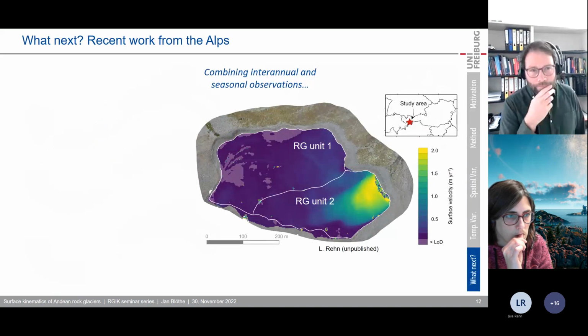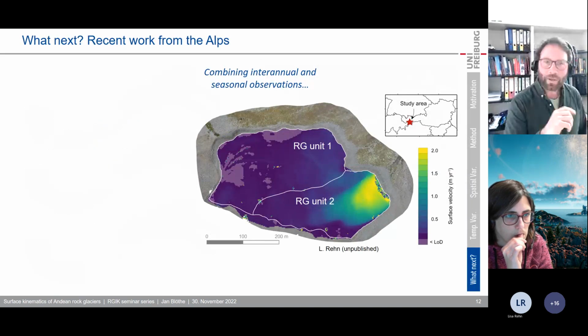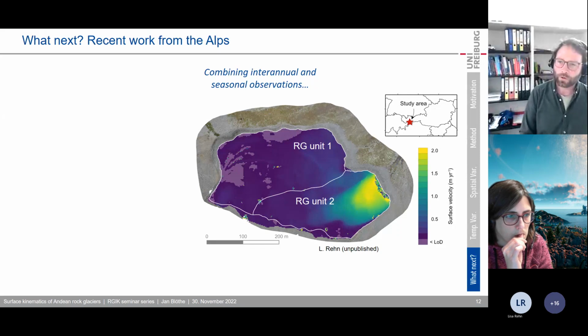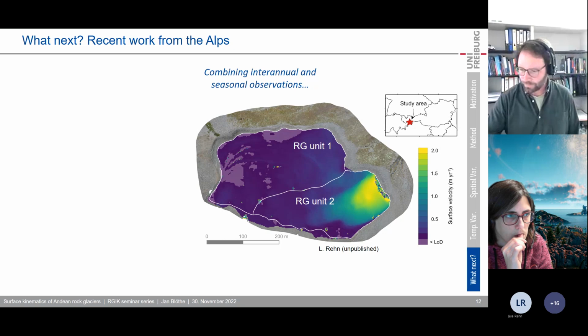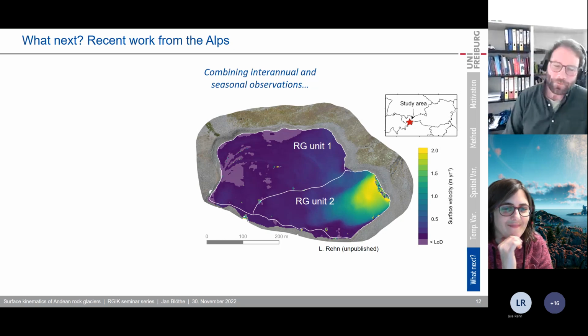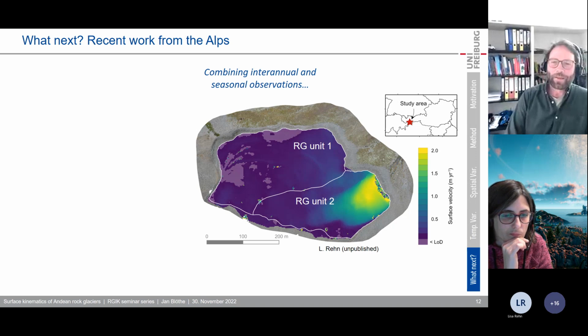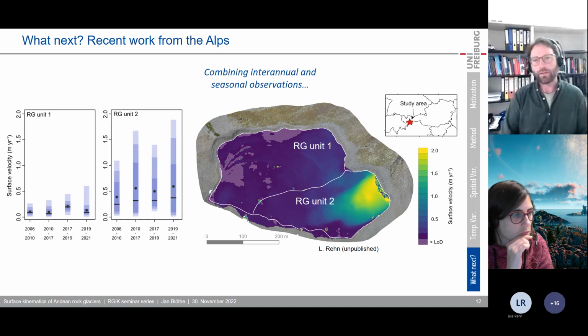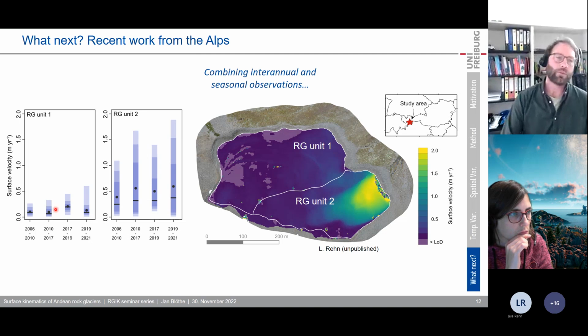So what next? I'm just quickly showing you some stuff from the European Alps that we've been working on. I haven't had the pleasure to go to South America since the start of COVID, so rather focusing on some examples from a bit closer to here. This is the Kaiserberg rock glacier in the Austrian Alps. We also have some nice data that we can use for feature tracking on the rock glacier surface.